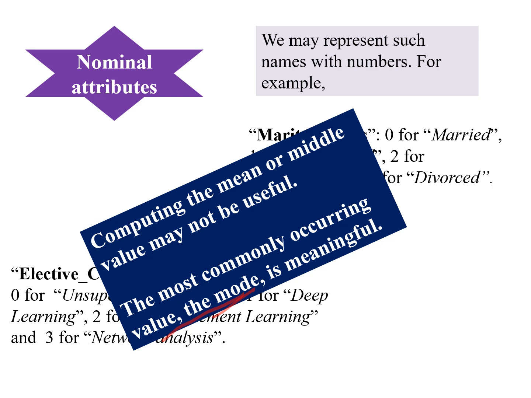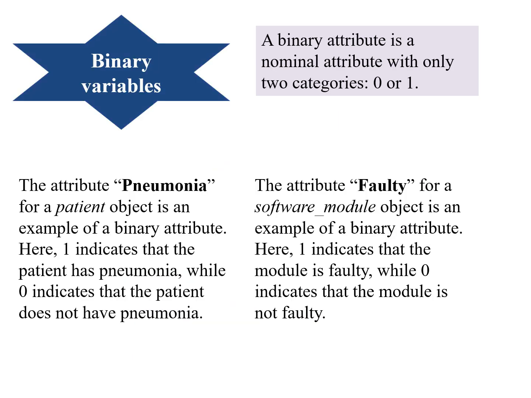Now we come to the binary variables. A binary attribute is a nominal attribute with only two categories, which you could assign numbers 0, 1, or you could have two names. For the attribute pneumonia, you could represent 1 for a patient that has pneumonia and 0 for a patient who does not have pneumonia. Similarly, faulty for a software module object. 1 would mean the module is faulty and 0 would indicate the module is not faulty. So binary variables have two categories represented by 0 or 1.